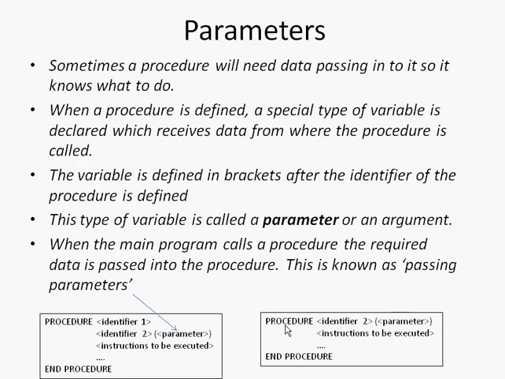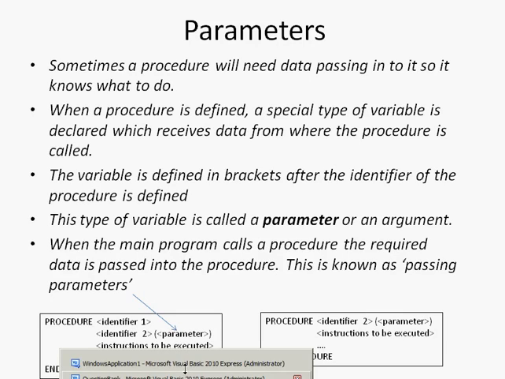So control passes to the other procedure, which receives the parameter from the first procedure and then uses it in its instructions to be executed. Then of course when this procedure ends, control returns over to here and the main program can continue. So let's think about an example.